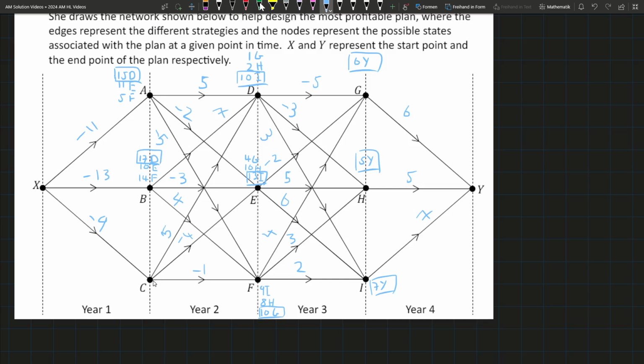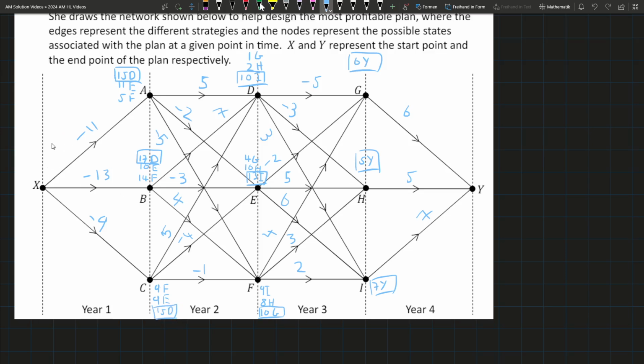And finally, for C going to F, that would give us a 9 if we decide to go to F. If we decide to go to E, it'll give us 13 minus 4, which is 9, going to E. And if we decide to go to D, it's going to be 5 plus 10, which is 15. Going to D, of course, that's our best bet.